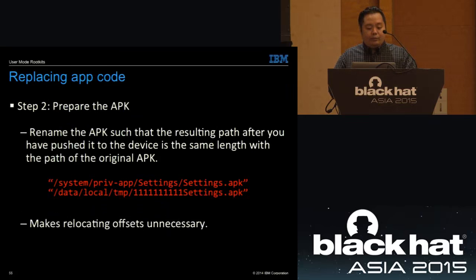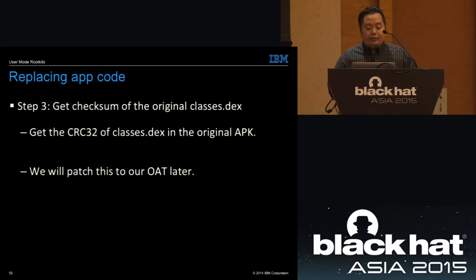Then, as we did with the boot.auth, we rename the APK such that the resulting path after you have pushed it to the device is the same length as the path of the original APK. So we simply added some characters before the name, the settings.apk name, so that it matches the length of the original path of the settings APK. And also we get the checksum of the original classes.dex.